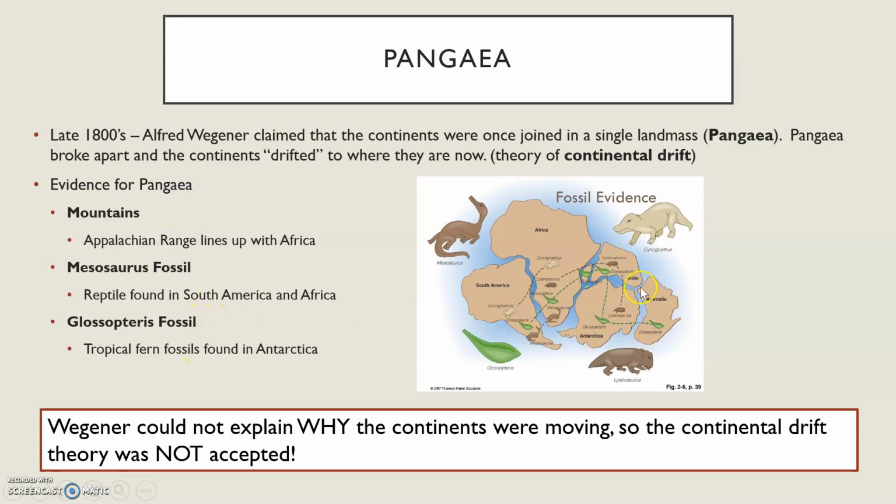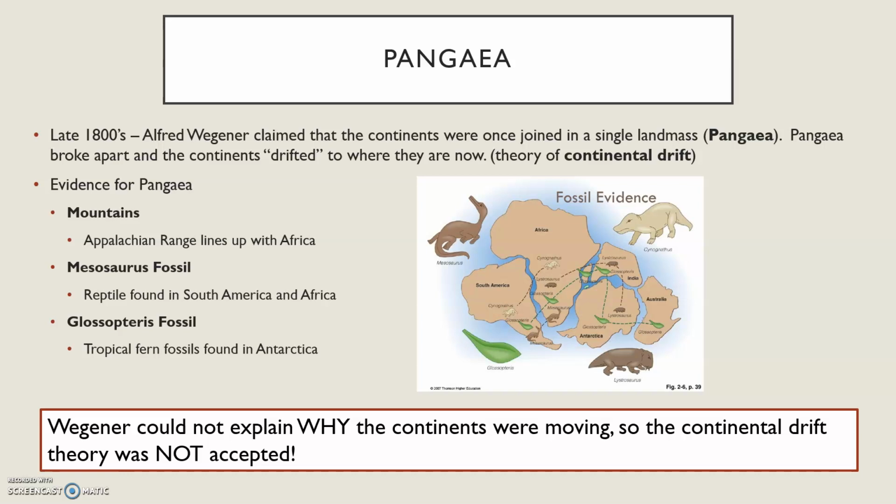And while they're not included over here, the Syngnathus was an on-land animal, and it was found on South America and Africa as well, and it was not able to swim. Therefore, how was it able to move from one continent to the other?